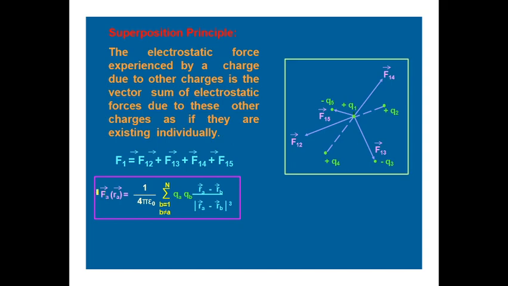So the force F is written in a generalized form: 1 by 4 pi epsilon naught, summation over charges from 1 to n, Q_A Q_B, this is due to the charge Q on A, charge on B, where B equal to 1 to n and B is not equal to A, then r_AB. This is written in a general form.